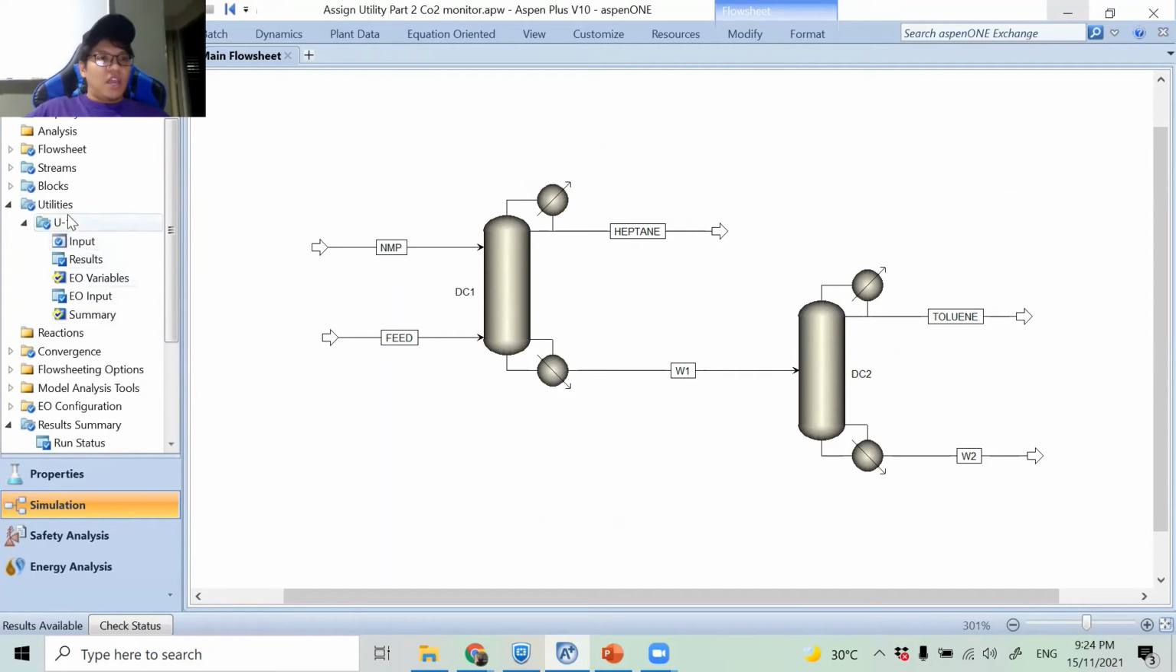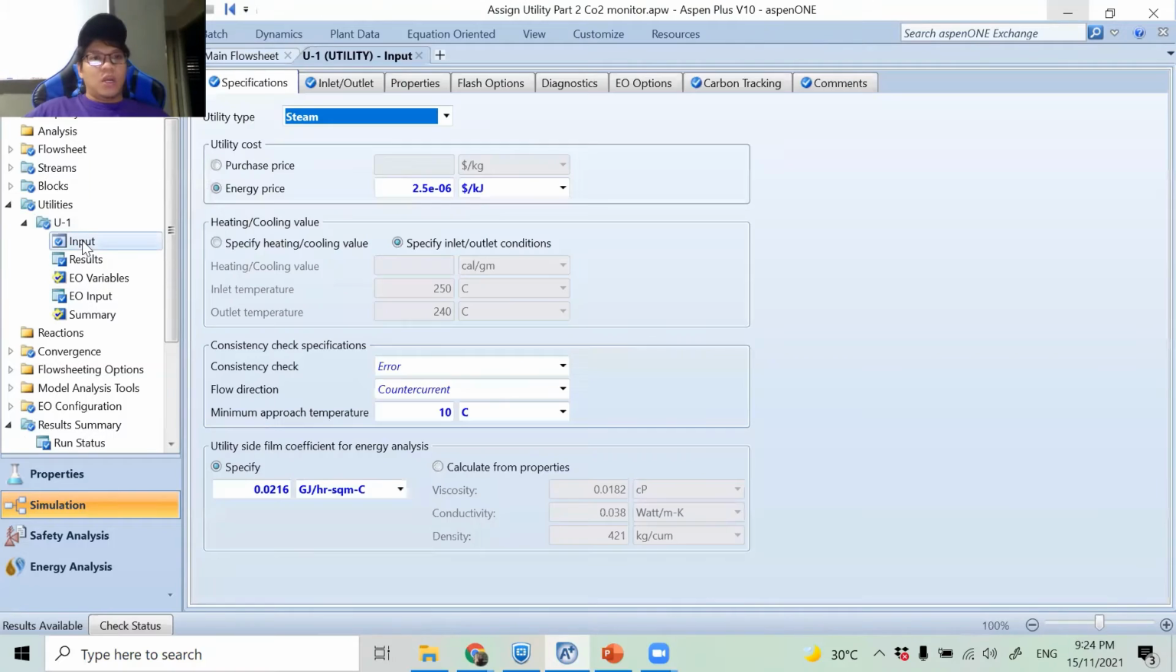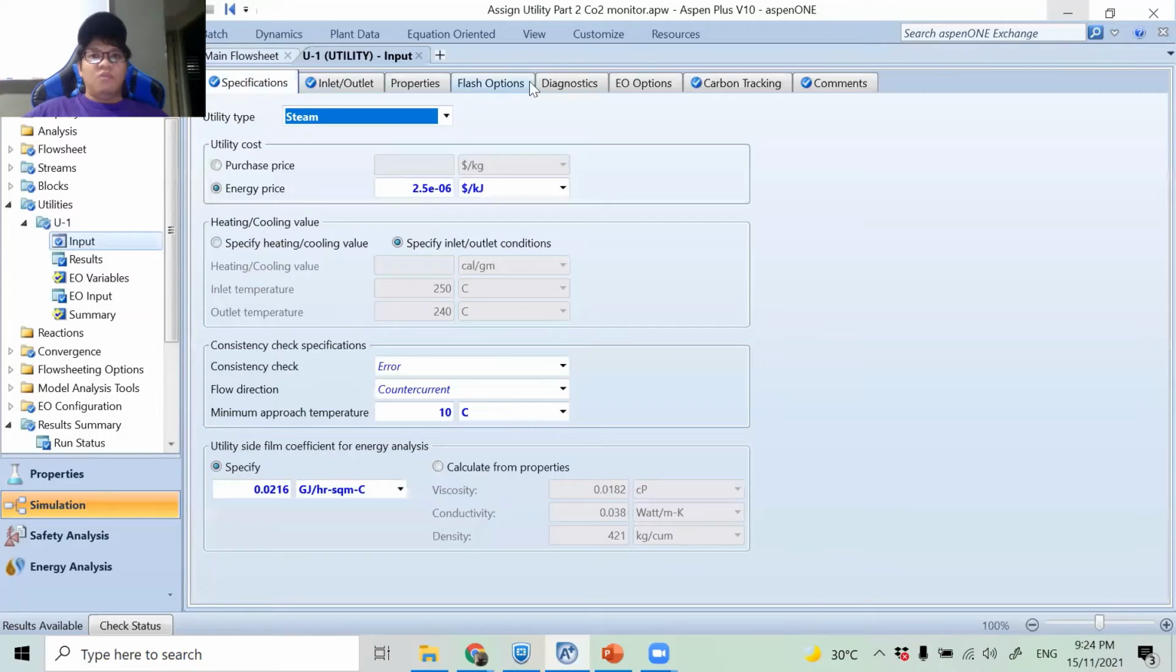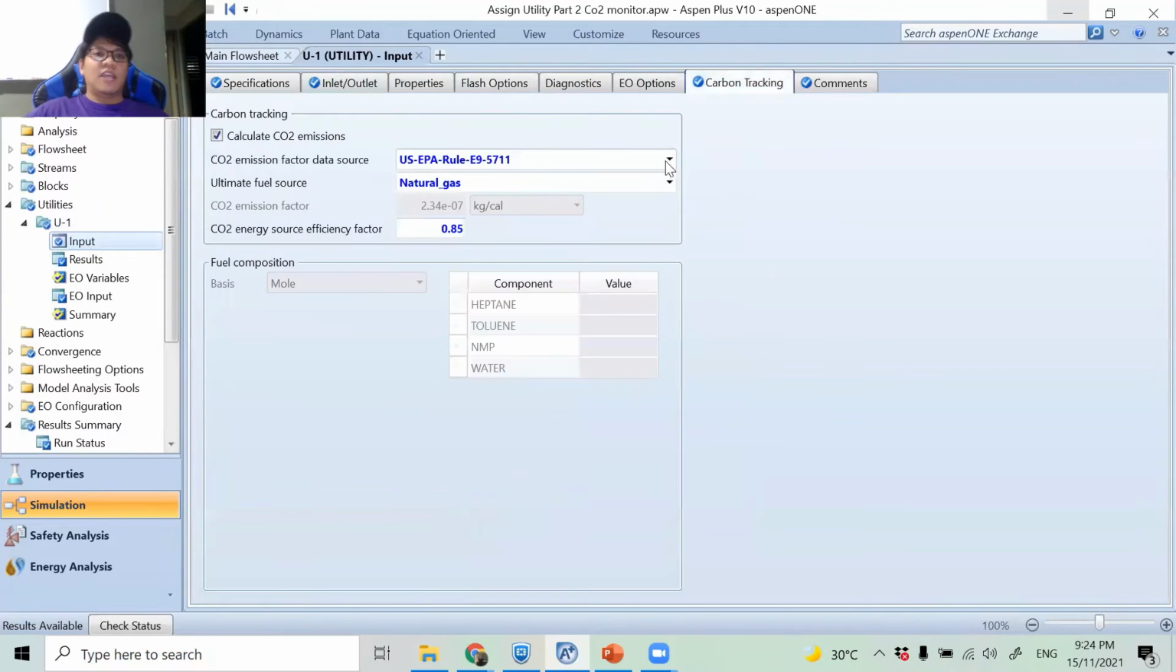If you remember, how did I create this utility, high pressure steam? You have to refer back to my past video. If I click the input, you will see that these are the steam, these are the prices, and these are the conditions. I already mentioned all of this in my past videos, so I'm not going to talk about this. And then if you refer here, there's a carbon tracking.